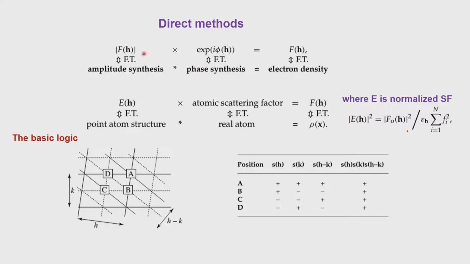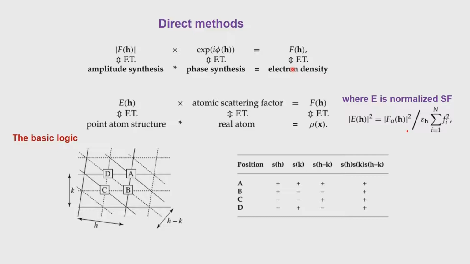So this will do the amplitude synthesis, this will do the phase synthesis, but we want to do these two together and then do it on F of H. We get a Fourier transform which will give us the electron density. A very beautiful experiment was done by Ramachandran and his associates in this case.